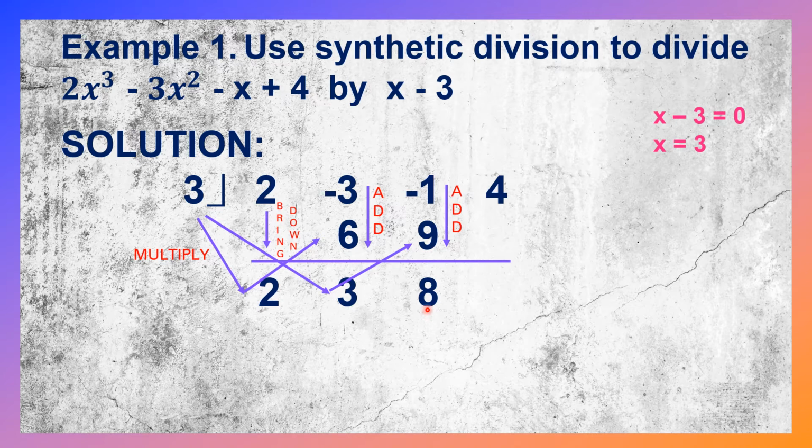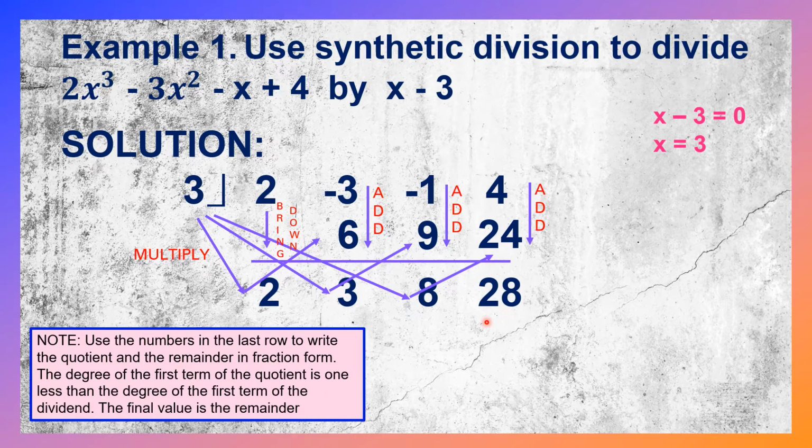Then multiply 8 and the divisor. 3 times 8 is 24. Then again, add 4 plus 24 is equal to 28. Note, use the numbers in the last row. So this is now our last row to write the quotient and the remainder in fraction form.